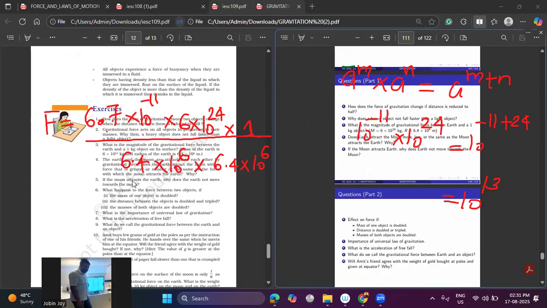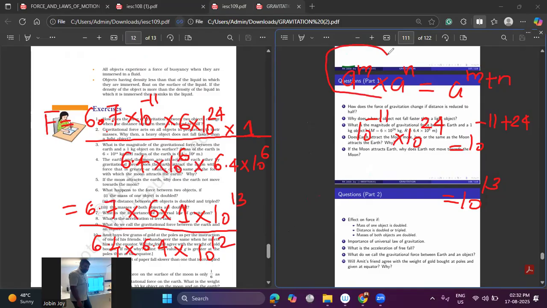So F is equal to 6.7 into 6 into 1 into 10 raised to 13 divided by 6.4 into 6.4 into, this is 10 raised to 6 into 10 raised to 6, that is 10 raised to 12. 10 raised to 6 into 10 raised to 6, the law of exponent you can use: a raised to m into a raised to n is equal to a raised to m plus n.